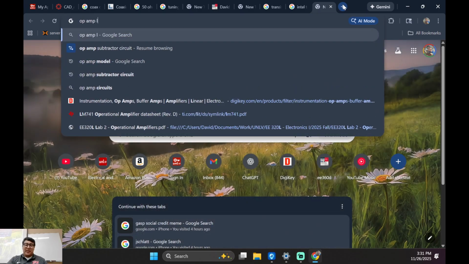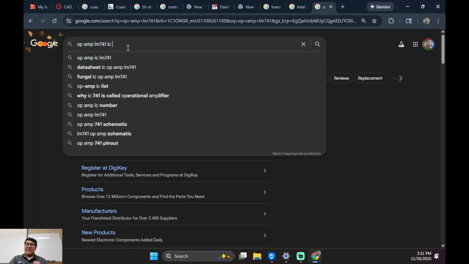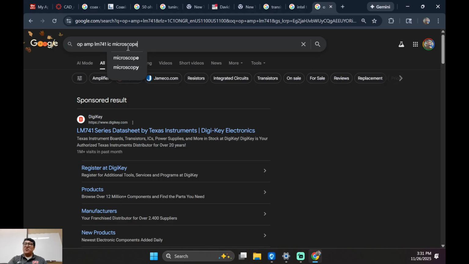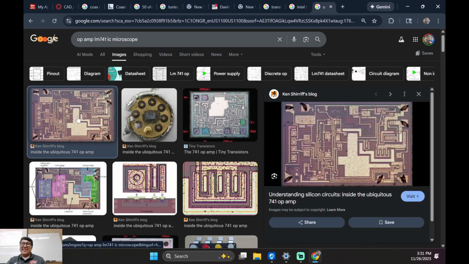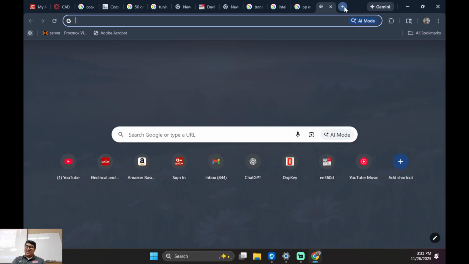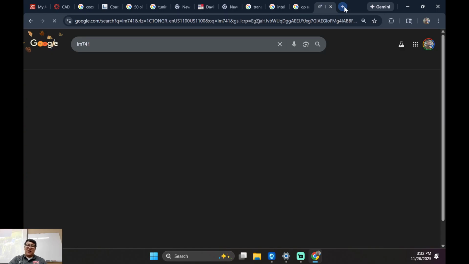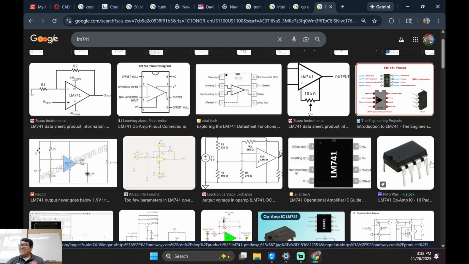Op amp LM741 IC microscope. Is anyone going to let me see? Yeah, you see inside the 741 is that IC. You can build this in Cadence. So those little black chips you guys saw, LM741 op amp, you'll be playing with this in my lab next semester. Unless you don't take 221 next semester. This little guy, okay? Is that cool?